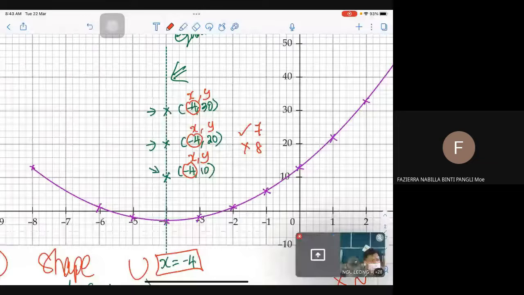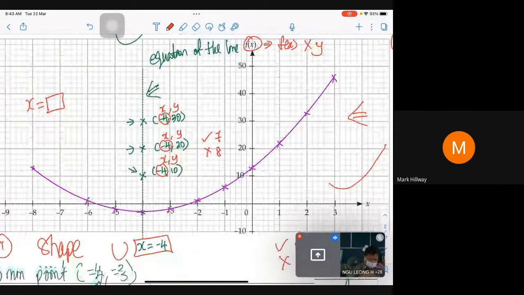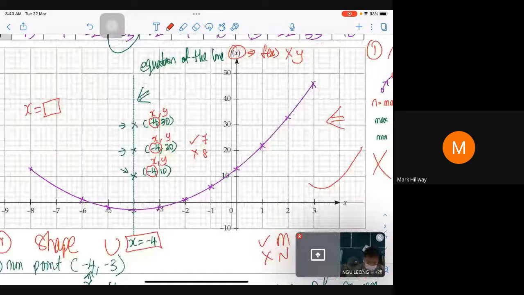That means when we say x equal to something, the equation of the line and the shape of the line will be a straight line, and it will be the vertical line. Vertical line. Let's say if I want you to draw a line.